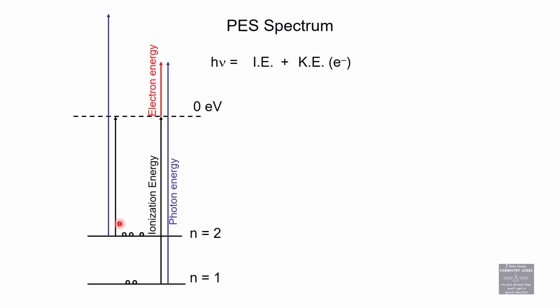And I can measure that in a lab by measuring different kinetic energies of the electrons that are removed. Smaller kinetic energy tells me that electron was closer to the nucleus. Bigger kinetic energy tells me that electron was further from the nucleus. The reason being, smaller kinetic energy means more energy was required to rip it away. Bigger kinetic energy, less energy was required to rip it away.